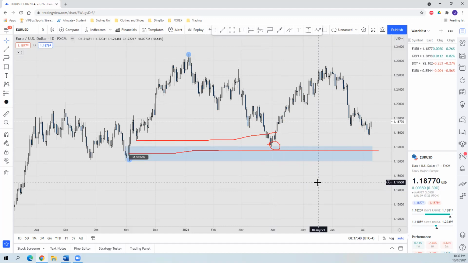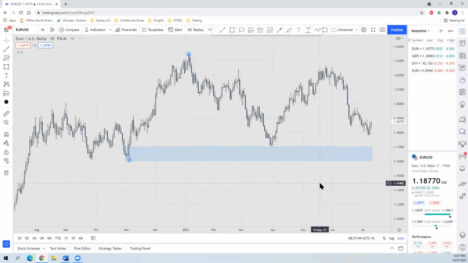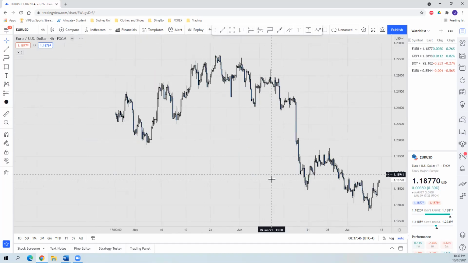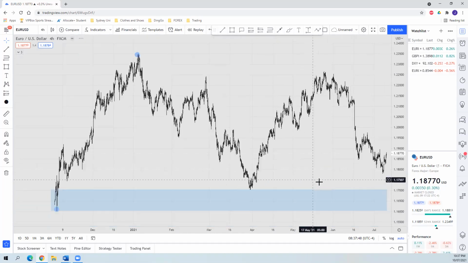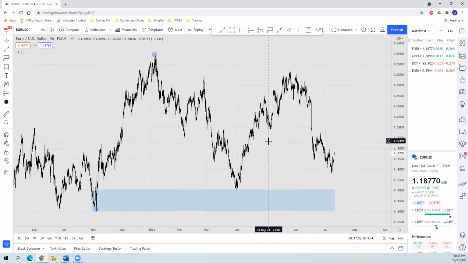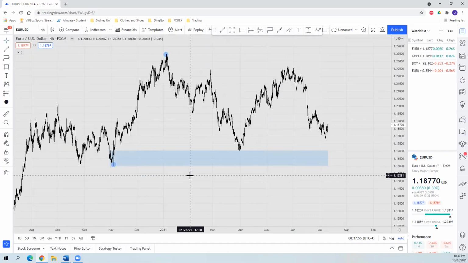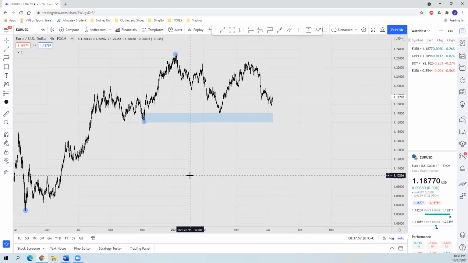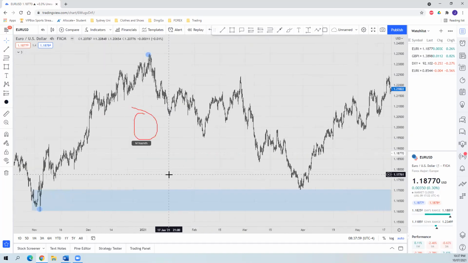So can you drop down to a 4 hour, please? Yeah, that's what I was gonna say. I want to do it from top to bottom. Let's see what has happened. Okay, so do you want me to zoom out like this? Now, can you zoom in on this daily order block? Sorry, zoom in on the daily order block.